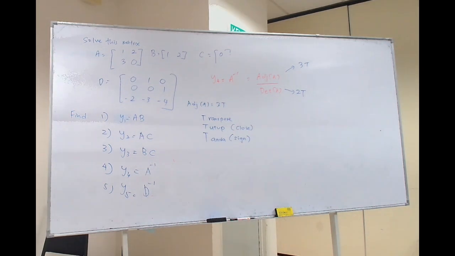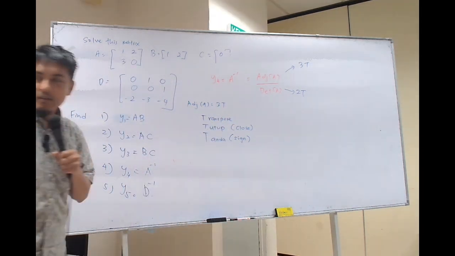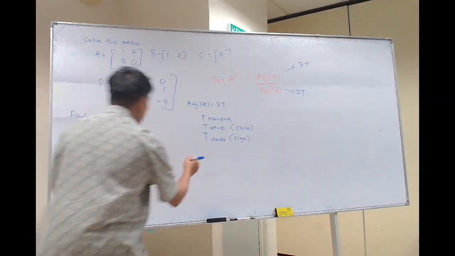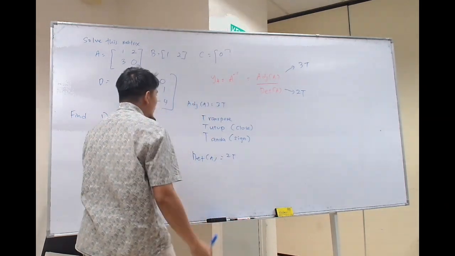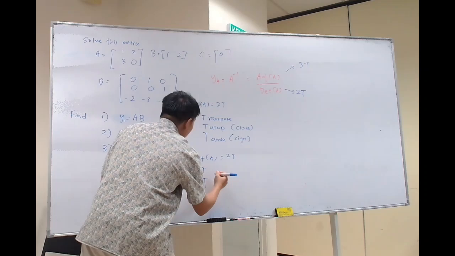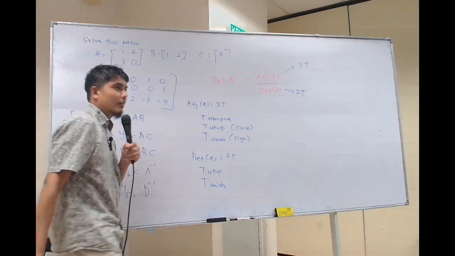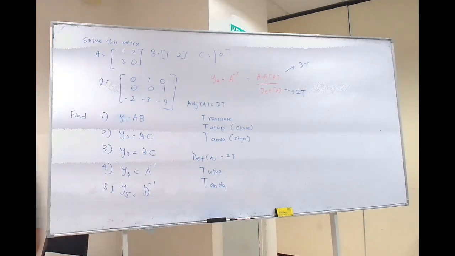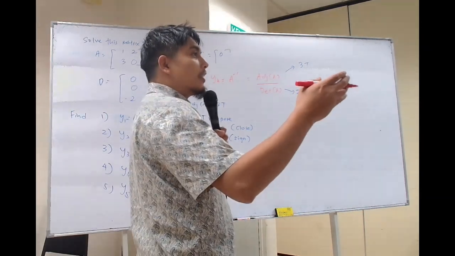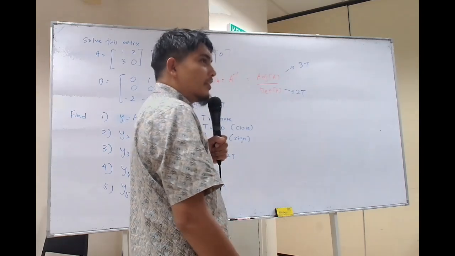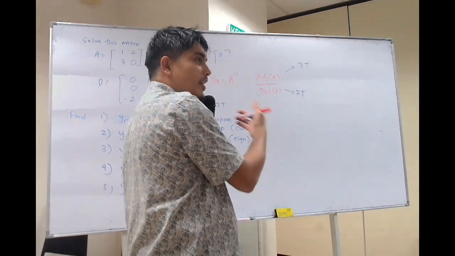Okay. So this is for adjoint. For determinant, we call 2T. The 2T is only 2 T's, which is tutup and tanda. No need to do transpose. Okay. So perhaps you can check with your calculator. Is my technique correct or not? You can check the answer using the calculator.